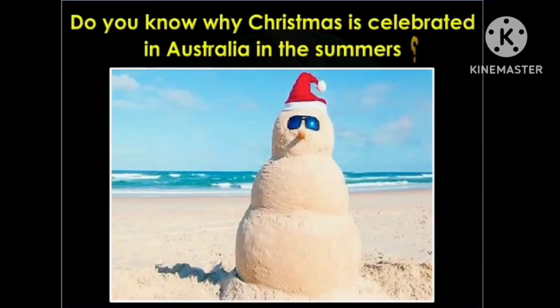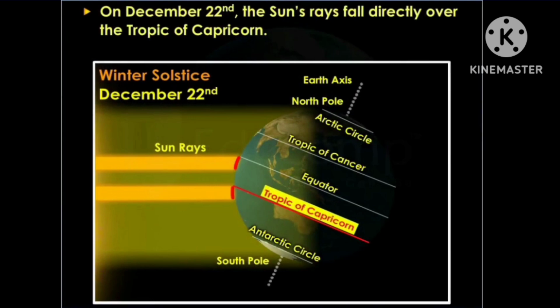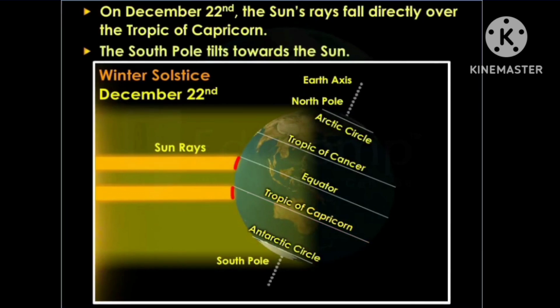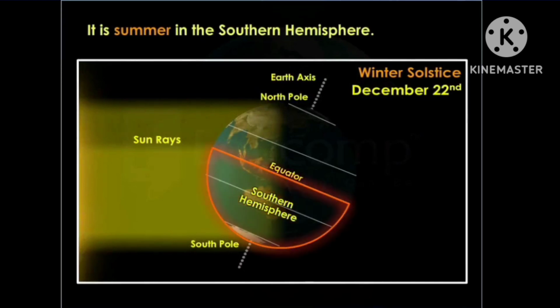Do you know why Christmas is celebrated in Australia during summers? Let's find the answer. On December 22nd, the sun's rays fall directly over the Tropic of Capricorn. The South Pole tilts towards the sun. It is summer in the southern hemisphere. The days are longer and the nights are shorter.